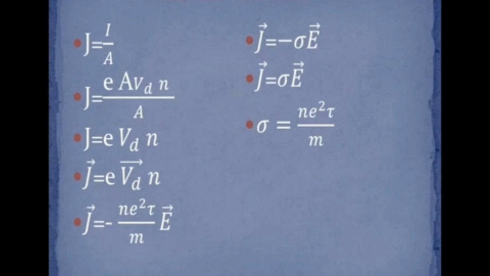Conductivity is how much it conducts. It depends on the different conductors. So different conductors have different conductivity. So sigma is called conductivity, right?